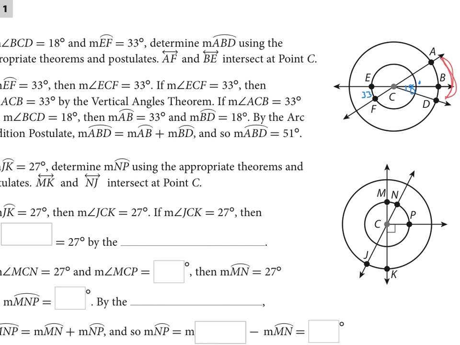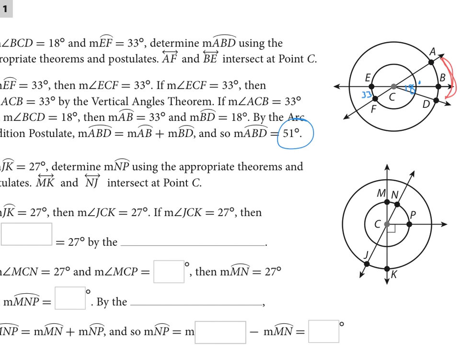So all we're going to do there is use some vertical angles, as you can see. If EF's arc is 33, then the measure of the central angle on the inside, ECF, is also 33. And then its vertical angle, ACB, is also 33. So if we've got 33 here plus 18 here, then using the arc addition postulate, we're going to get a final answer of 51 degrees. Because remember, whatever that central angle is translates right out to the minor arc every single time.